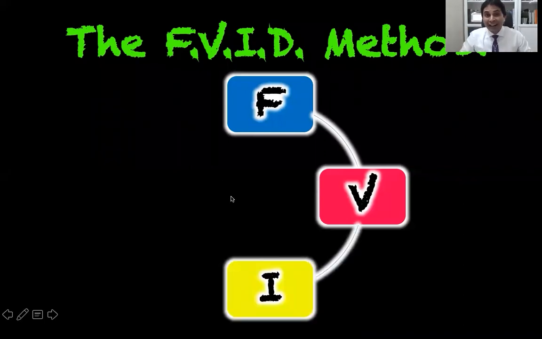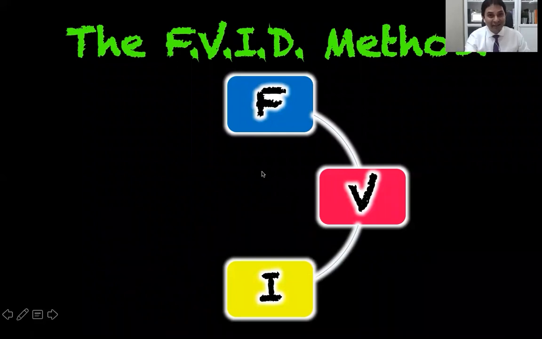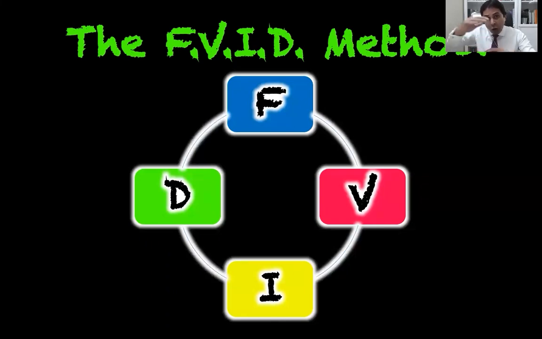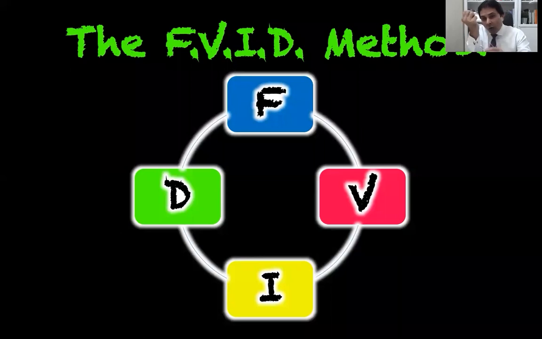I stands for intensity. How many emotions are connected with that particular visualization. Not just, okay, I saw it, let's do the activity, tick mark done, let's move ahead. That won't work. Intensity means the emotions which you are connecting with your visualization. And the last one is your duration. How long you can stay with that vision, how long you can hold it in your mind, is the FVID method. Now, let me go in detail.